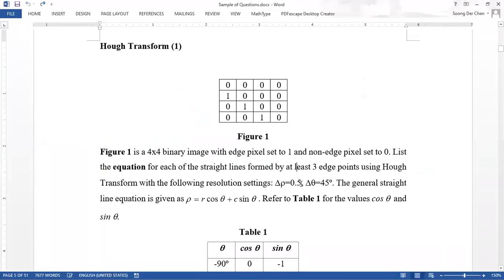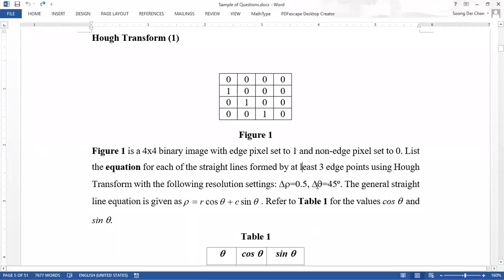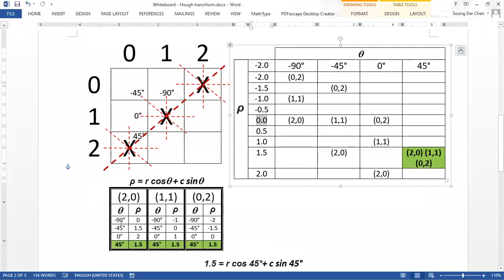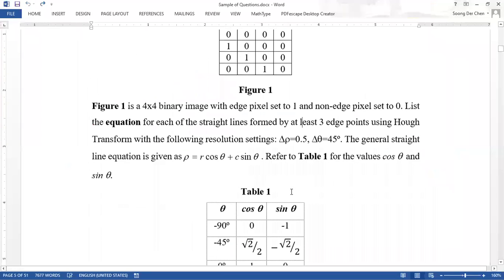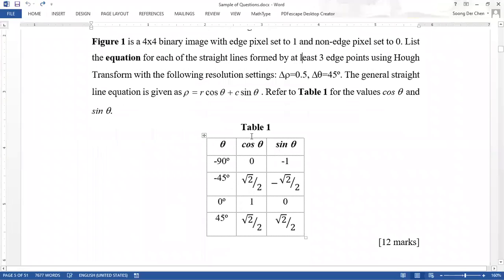So typical setting for exam will be 0.5 and your degree 45 degree, so that you have very few to calculate. Otherwise, because you are not machines, but for machines usually we will have like 1 degree, and the rho will be 0.1, so that we have a finer resolution. So I'm going to discuss what is the effect of resolution later on. But here now let's look at the first example. All right, so we're going to give you table 1, which is the values of cos theta and sine theta. So you don't have to memorize them.